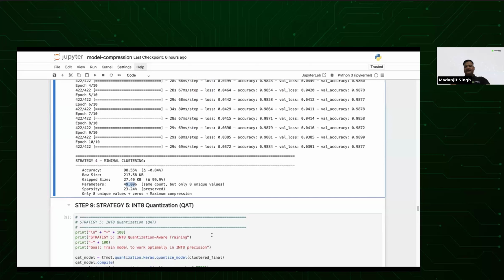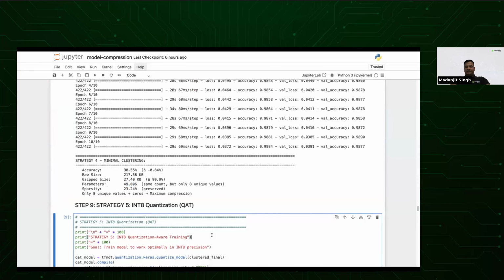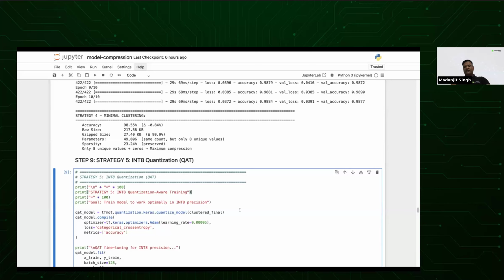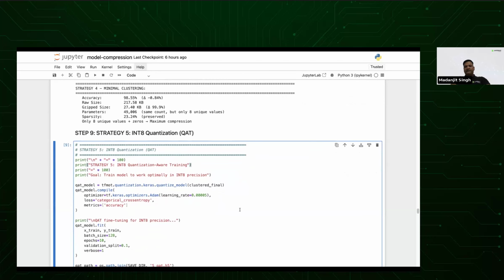Okay. Fifth, on top of that, after clustering, I'm doing quantization aware training. Why is quantization aware training required? Because your weights are holding FP32, or floating point 32 values, single precision float values. From there, you have to bring it down to int 8, which is a 4x performance gain. For that, you have to train. And for training that, the model is already there.